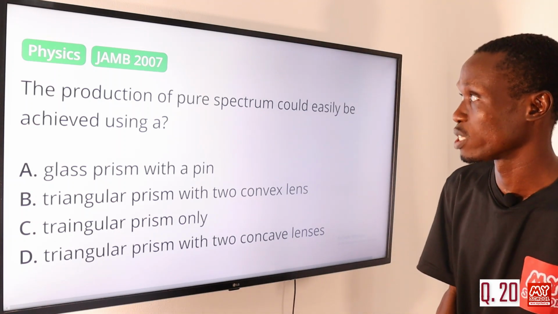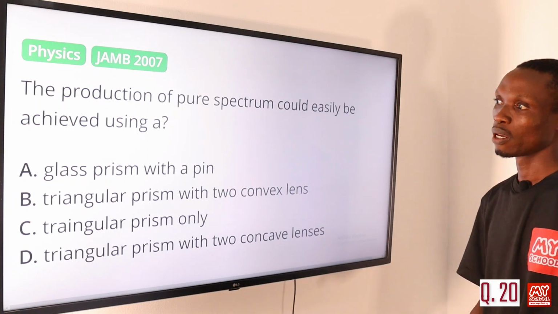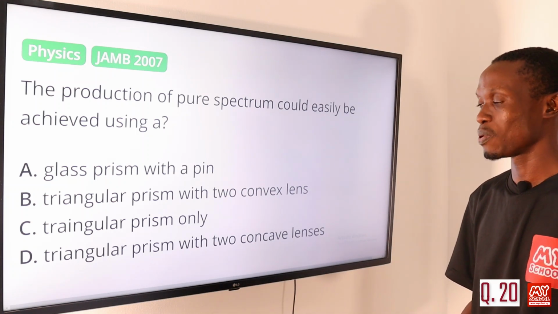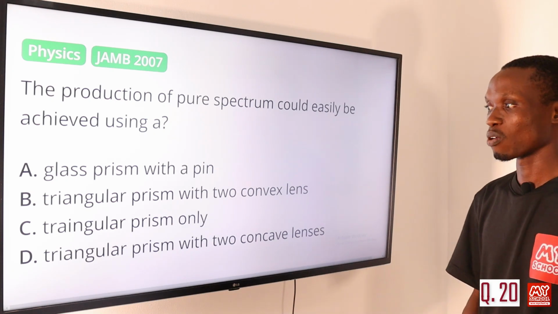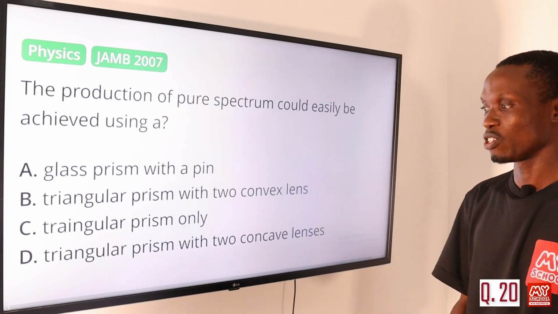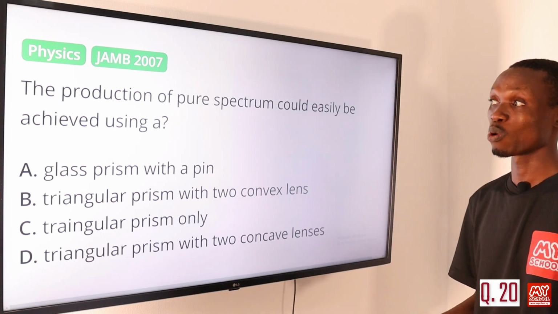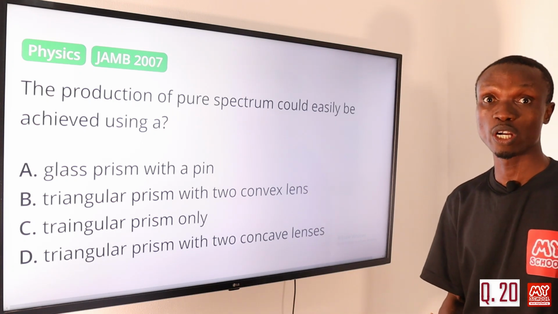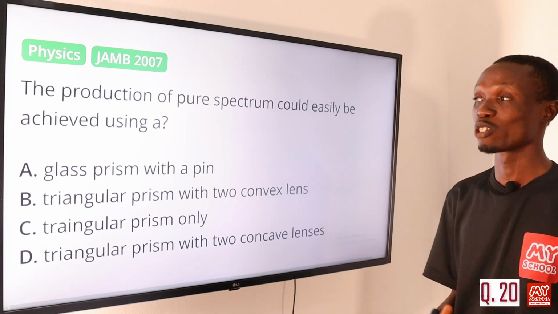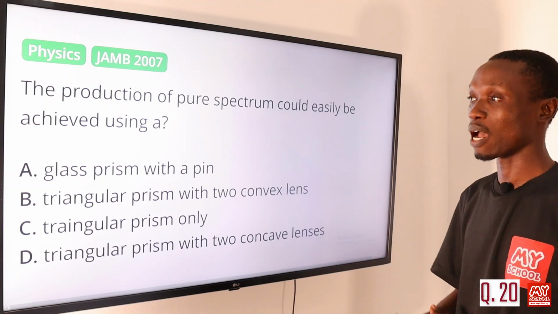Moving on to question 20. The production of pure spectrum could easily be achieved using A, glass prism with a pin, B, triangular prism with two convex lenses, C, triangular prism only, and D, triangular prism with two concave lenses. Okay, so what do we mean by pure spectrum? A pure spectrum is one in which the colors are distinct from one another, that is, the colors are separated from one another.